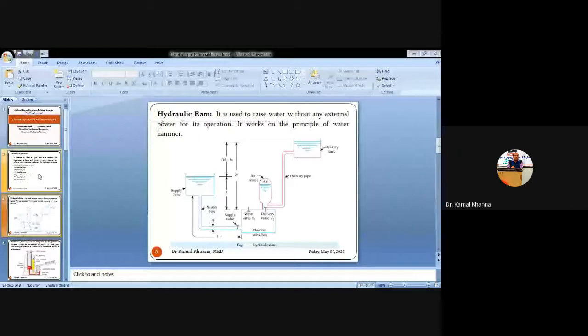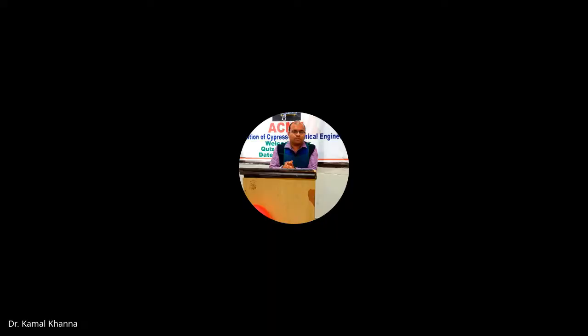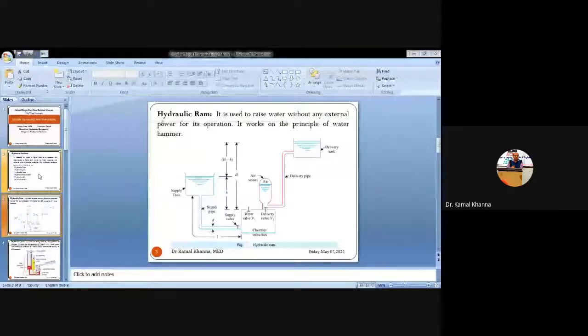You can see there is a difference between the height of the two tanks. One is a delivery tank and the other is a supply tank. The larger quantity of water is available at the supply tank, and you have to transport that water from the supply tank to the delivery tank at a higher height. That is, you are transporting the water without any assistance from an external source. How it is being transported, we'll study here.